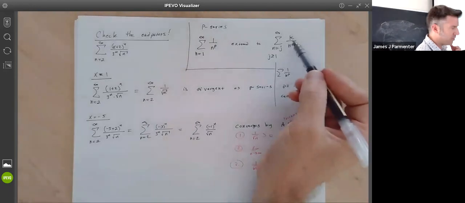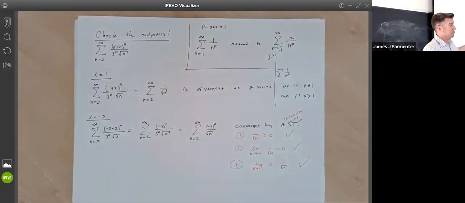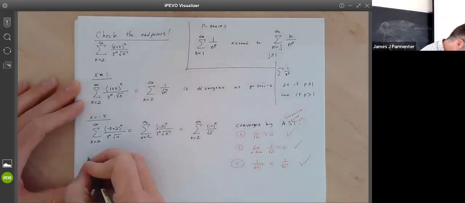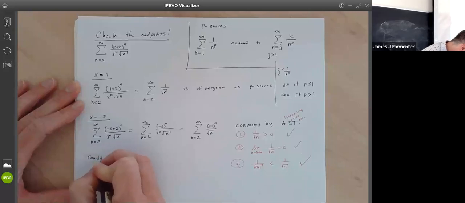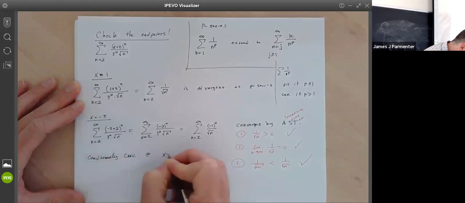And then also multiplying the whole thing by a constant. Well, if it converges and you multiply it by 5, it still converges. If it diverges, multiply by 5, it still diverges. So we got right there in the column is conditionally convergent. Right, exactly. We're about to say that. So this is definitely conditionally convergent at x equal to -5.